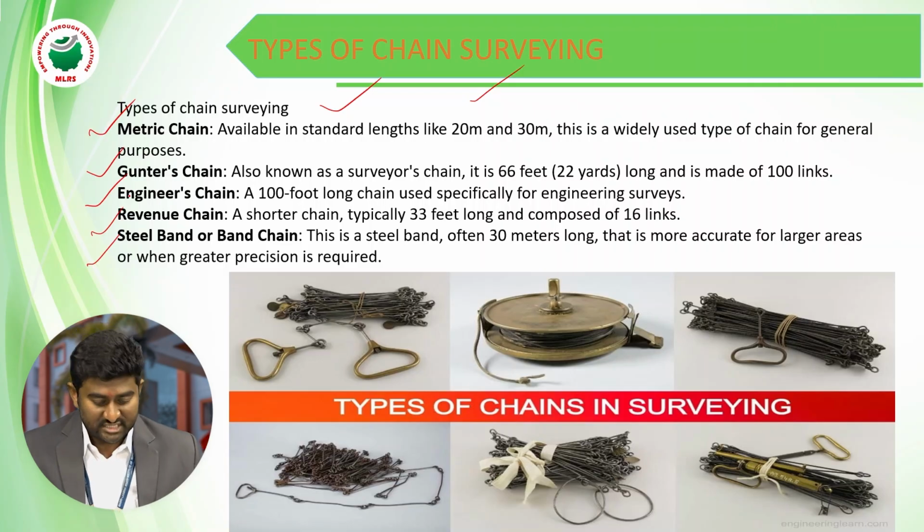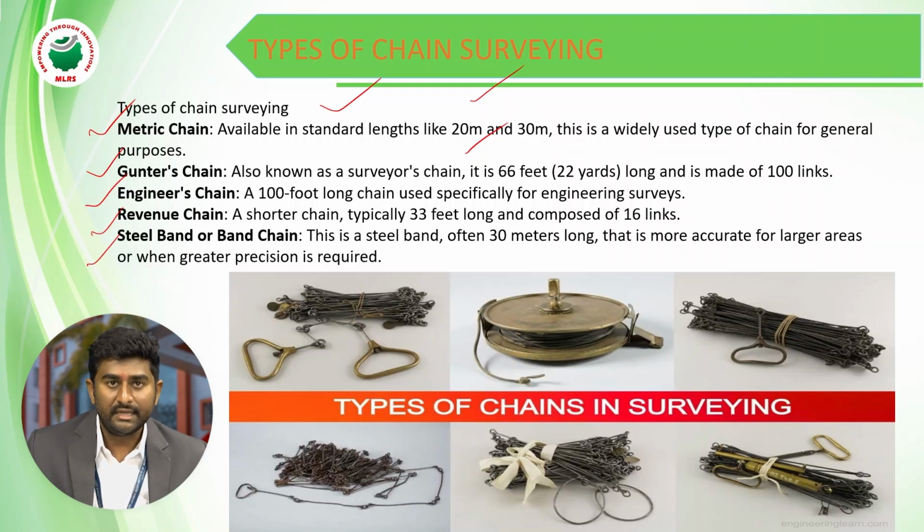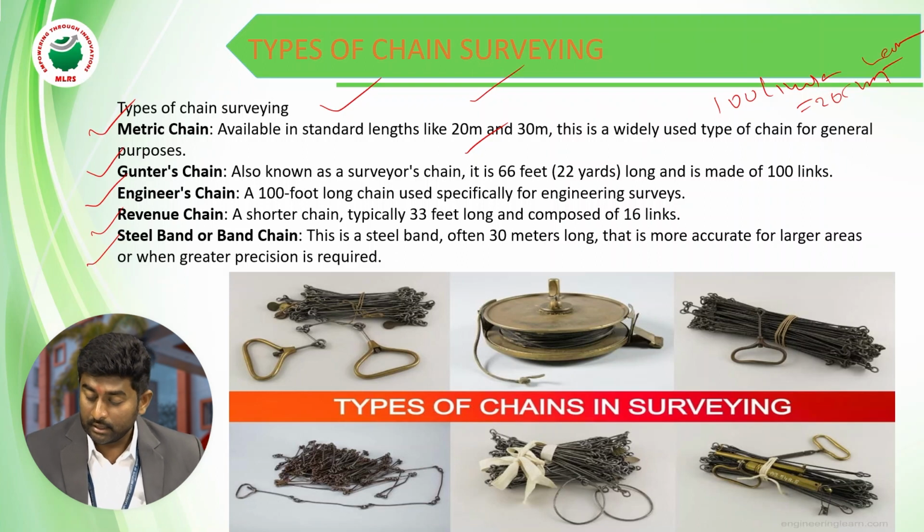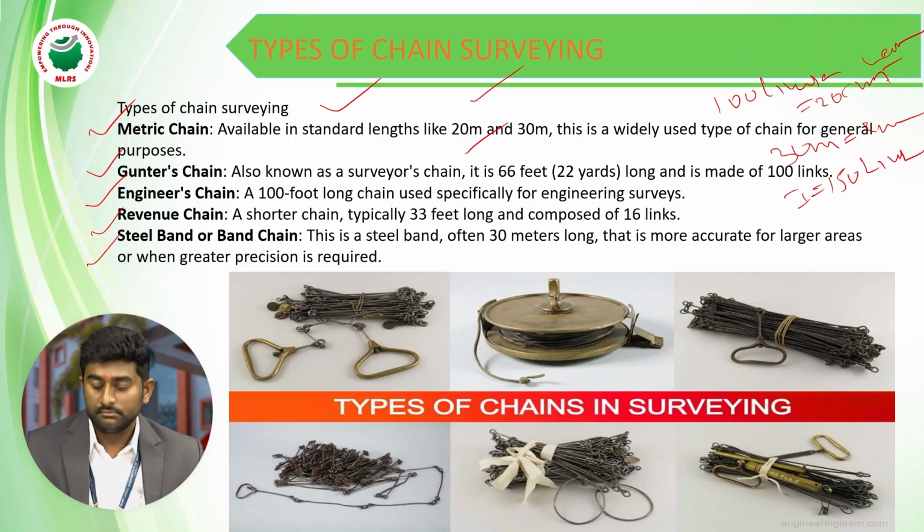Okay, next coming to the metric chain. What is a metric chain? It is available in standard lengths of 20 to 30 meters. The 20 meter chain has 100 links. Each link is 20 centimeters. This is the least count of the chain. Next, the 30 meter metric chain has 150 links interconnected with brass rings. The end portions of the chain have brass handles.